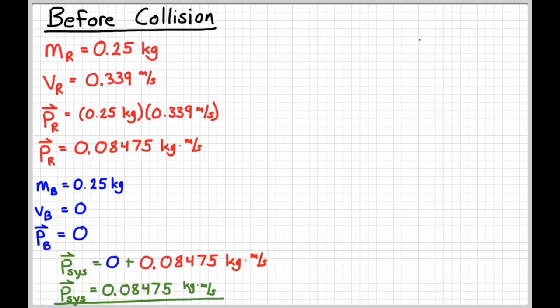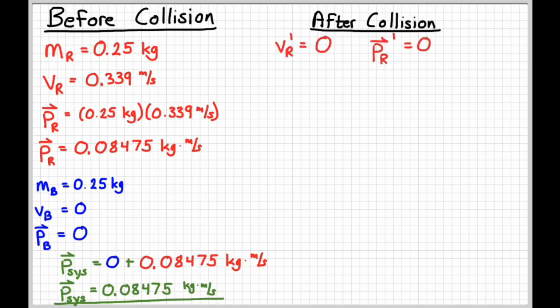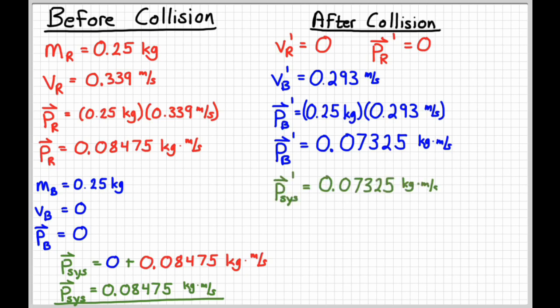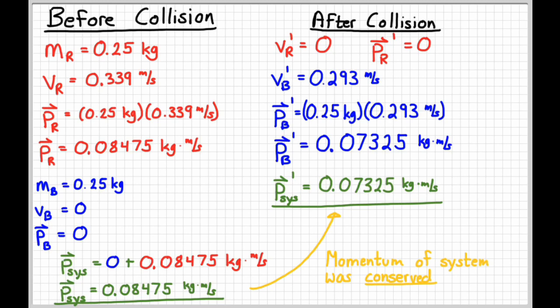After the collision, the red cart was at rest, so it doesn't have any momentum. The blue cart was moving at 0.293 meters per second. So multiplying the mass by the velocity to get the momentum of the blue cart, I get 0.07-ish kilogram meters per second. And add that to 0 to get 0.07-ish, which within error is about the same as the momentum before. It lost just a touch, and we'll look later on at where the error is in this experiment. But within error, the momentum of the system before and after the collision was constant, meaning it was conserved.